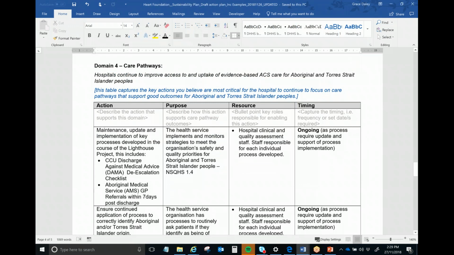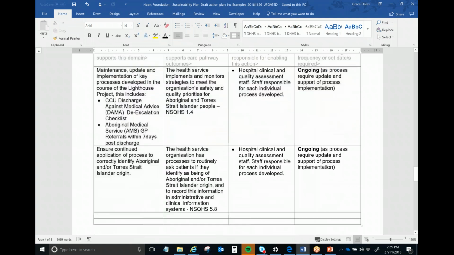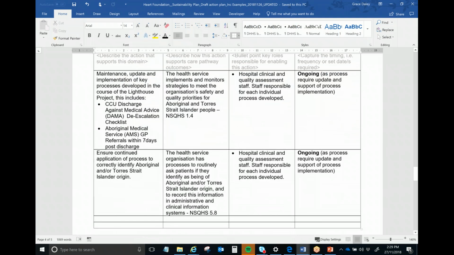So the fourth domain is around care pathways, which is hospitals continue to improve access to and uptake of evidence-based, I've forgotten what ACS care, acute coronary secondary care for Aboriginal and Torres Strait Islander peoples. So within this really is looking at some of those pragmatic policies and activities being developed within hospital to ensure that the appropriate care is being provided. And we've got a couple of different actions here because of examples here to talk through. So the first, which will be a very commonplace one, I've no doubt, will be the maintenance, update and implementation of key processes developed in the course of the Lighthouse project.